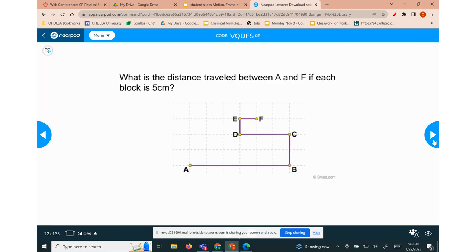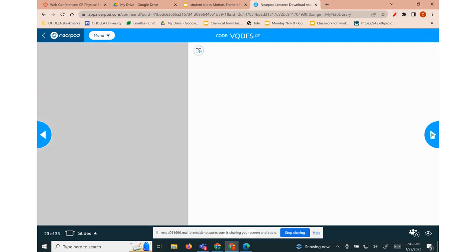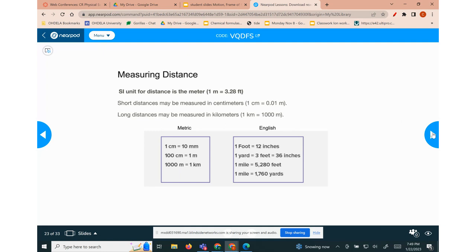All right, so the distance between A and F. All right, so we've got, and this is 5 centimeters each. So we got 5, 10, 15, 20, 25, 30, 35, 40, 45, 50, 55, 60, 65. All right, I'm going to stop right there, and we'll continue on with that tomorrow.